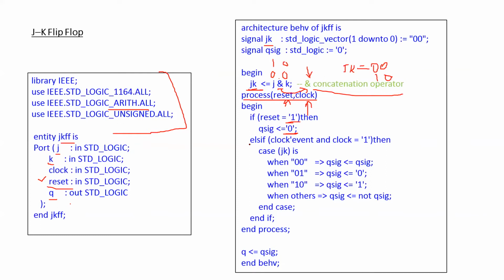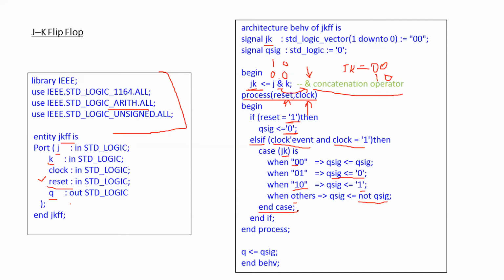Next, else if whenever we have a rising edge of the clock and clock value of 1, I have written different cases. When 0 0, then q signal equals q signal. When 0 1, then q signal equals 0, which is a reset condition. Whenever 1 0, then we have got 1, which is a set condition. And when others, that means for 1 1, we have q signal equals q bar. For q bar I have written not q signal.